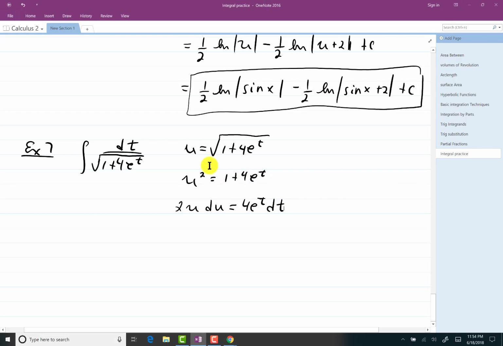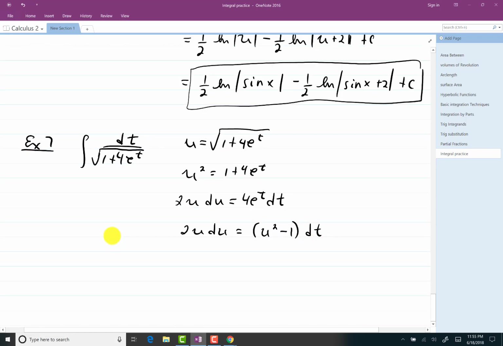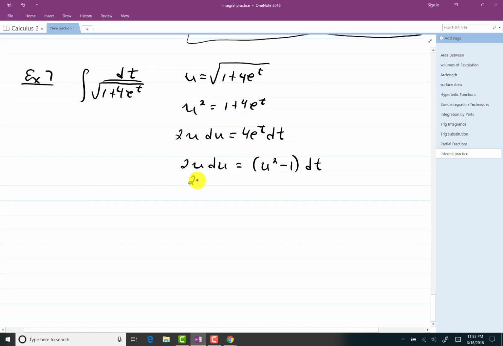Well, that's related to this right here, isn't it? 4e to the t is right there. Isn't 4e to the t equal to u squared minus 1? Now let me get that u squared minus 1 off to the other side. That's not too bad. Let's go down here and see. Then I'll put the du at the end.